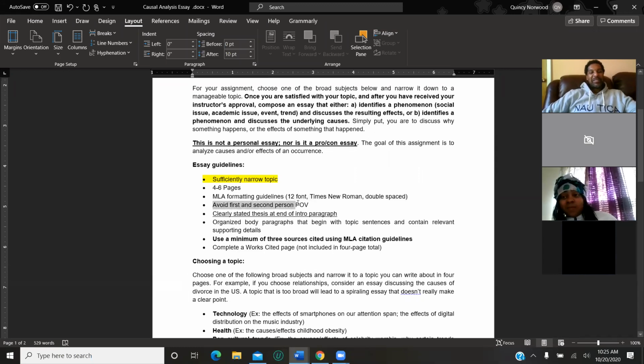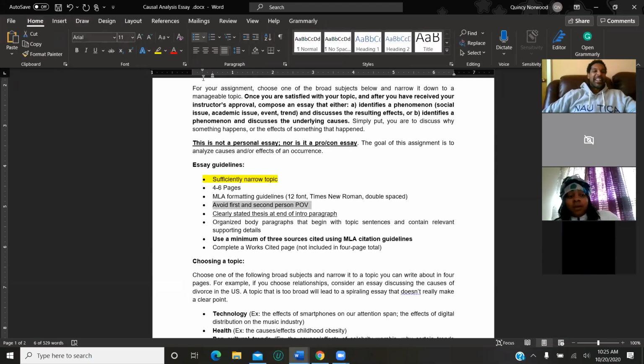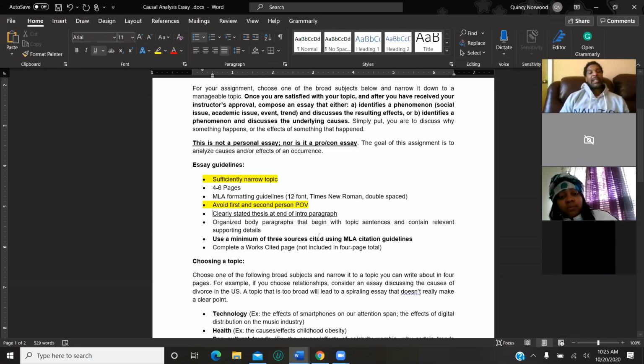Now, here's something that's different from our last essay. Second person point of view, we're always avoiding that in academic writing, but now we're also avoiding the first person point of view, meaning no I, me, we, our. So in this essay, first and second person points of view are off the table. We're getting out of the I mindset where everything is based on my experiences or my opinions.